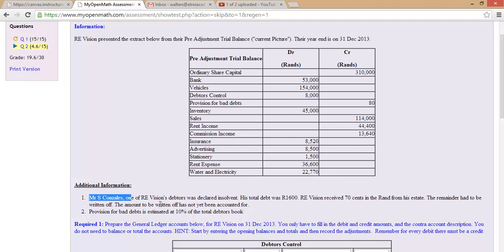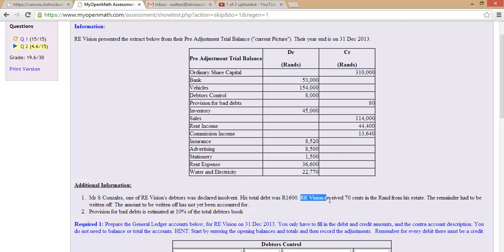Additional information number 1: Mr. S. Gonzalez, one of RE Vision's debtors, was declared insolvent. That basically means that his assets are less than his liabilities, so he can't afford to pay off all his debt. Mr. Gonzalez had a total debt of 1,600 that he owed to RE Vision, which is the entity for whom we are preparing the records.